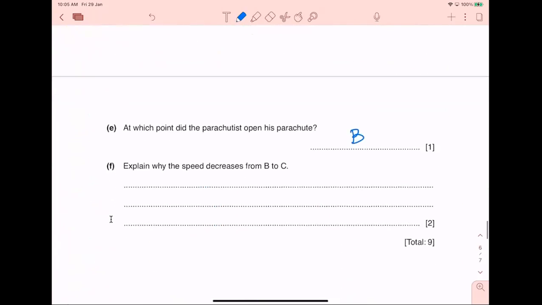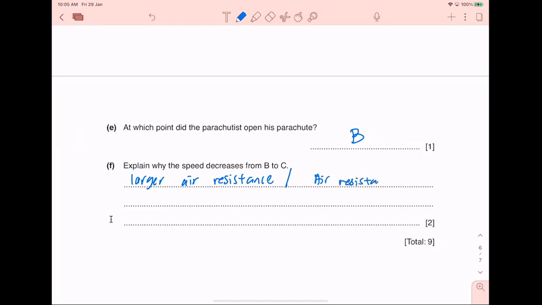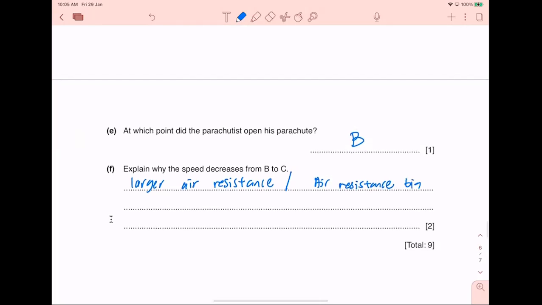Okay, so why? You have to explain because there are 2 marks. First of all, you can say larger air resistance, or you can say air resistance is bigger than weight. So air resistance bigger than weight. This is 1 mark. If you answer larger air resistance or air resistance bigger than the weight, this is 1 mark.